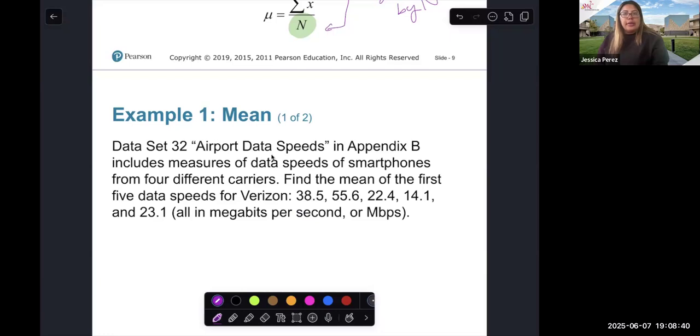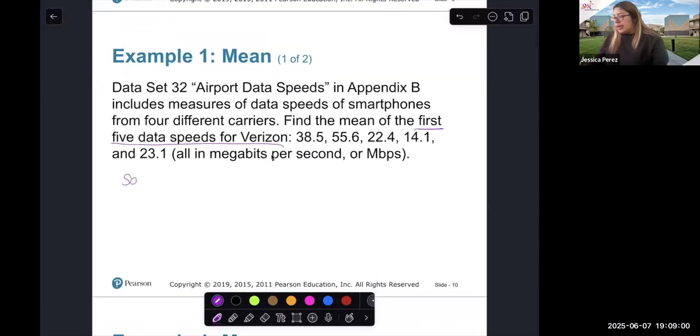And let's look at this example. Data set 32, airport data speeds in Appendix B, includes measures of data speeds of smartphones from 4 different carriers. Find the mean of the first five data speeds for Verizon. So remember, this is a sample mean. How do I know that this is a sample mean? We're only grabbing the first 5 data speeds for Verizon, not all of the speeds for Verizon, but just a few.